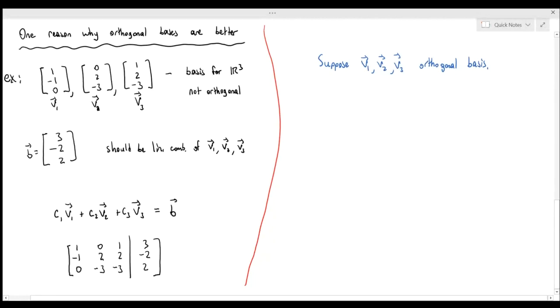Again, if I take any vector in our space, I should be able to write it as a linear combination of these basis vectors. And if I wanted to solve for C1, C2, and C3, rather than setting up a system of equations like I had to do over here, there is something else that we can do. Let me take this equation over here and apply a dot product on both sides. I'm going to dot both sides with the vector v1.